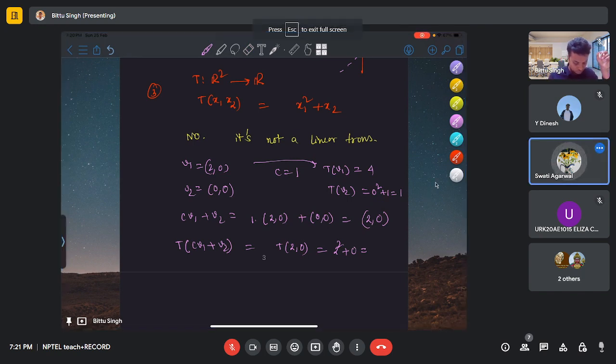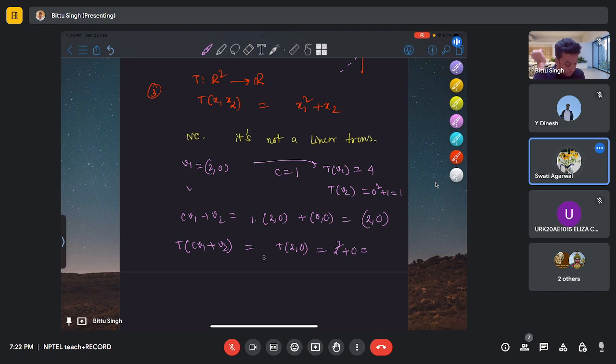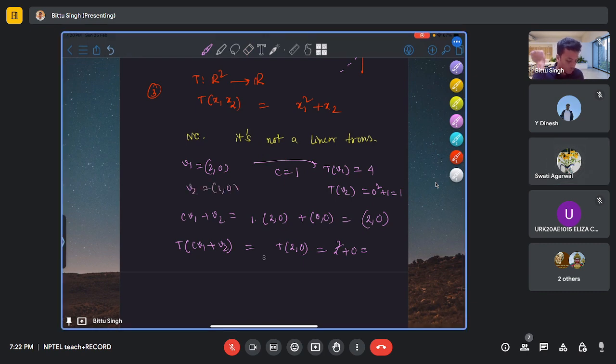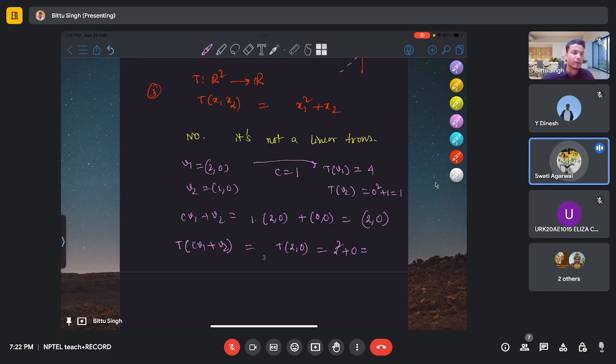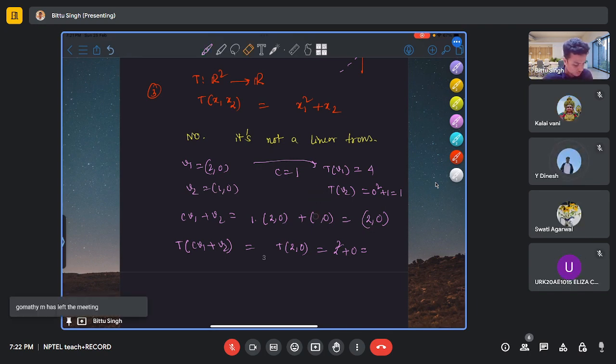Sir, if we change the value of C, then it will... Oh, sorry. I have made some mistake. Instead of c equal to 2, actually we should take v2 to be 1 0, then it will work. Okay. Sir, if we change the value of C, then it will also work? Yes, if we change the value of c it will also work. But let us try this. Sorry for making the mistake.